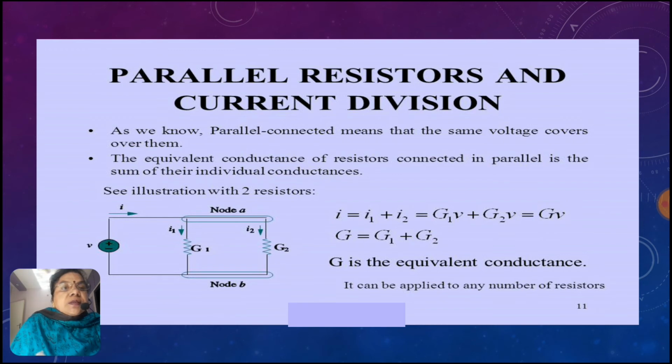Now if you just see the two resistors, the total I is divided into I1 and I2. So I is equal to I1 plus I2, which is equal to G1 into V plus G2 into V, so it is equal to G into V, where G is the equivalent conductance. Now it can be applied to any number of resistors.